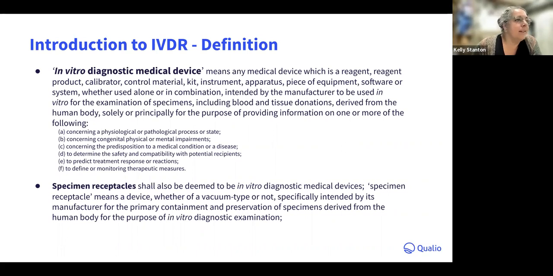Quick poll for you guys. What is your current level of IVDR preparedness? Are you feeling well prepared? Only a little prepared? If you're not even started, do let us know, please, where you are. You should be seeing a poll in your Zoom window. All right. Thank you for wrapping that up.